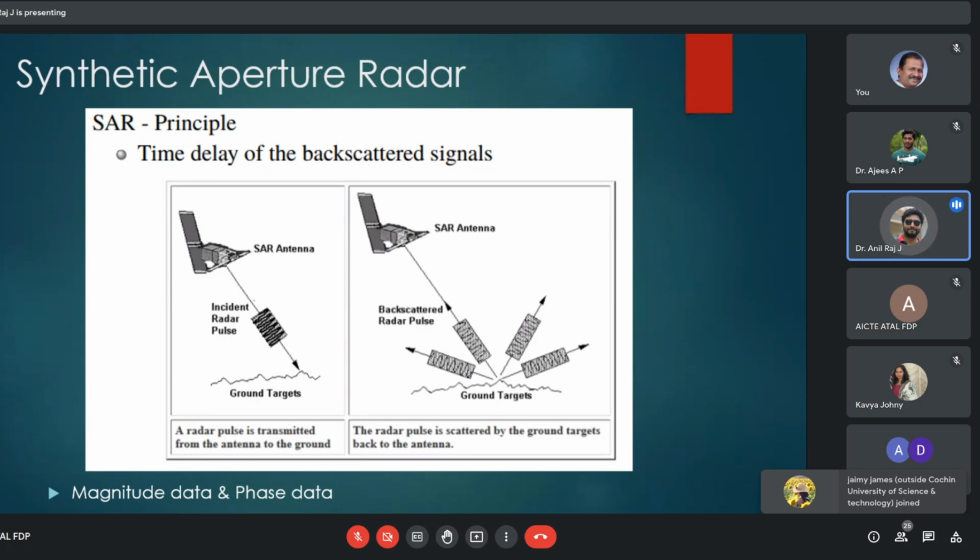So we can interpret these two data, magnitude data and phase data, from the receiving signal. These are the main two components of SAR data: magnitude data and phase data. So let's see how we can make use of these two data in the deep learning domain.